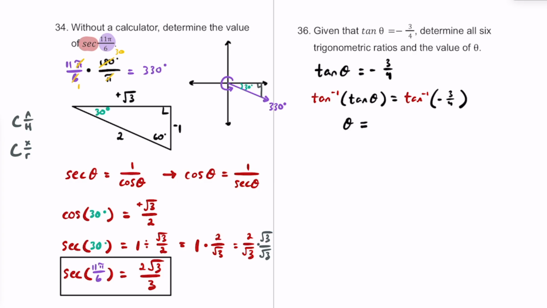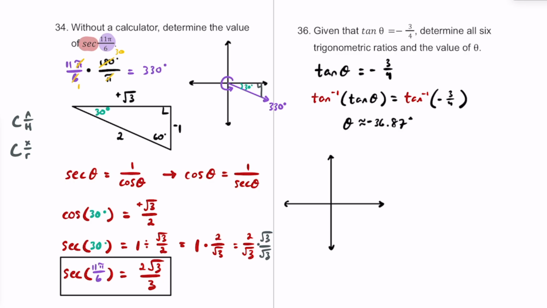And then if we plug in this inverse tangent of negative 3/4, depending on if you're doing this in radians or degrees, you're going to get a different value. I'm going to do this in degrees, and it's going to be approximate, so I'm going to use an approximation symbol here. This is going to be theta is approximately negative 36.87 degrees. Okay, and see if that makes sense here.